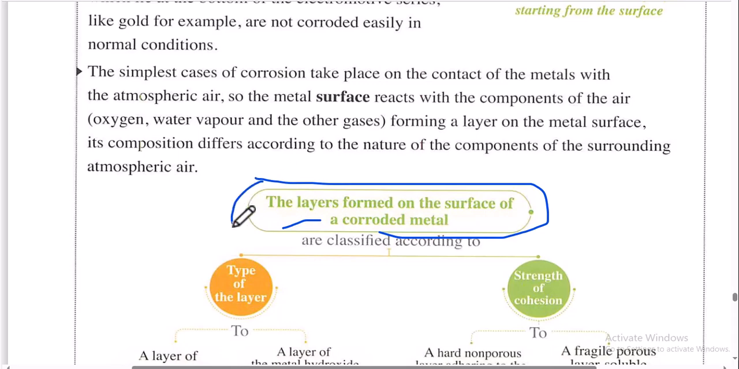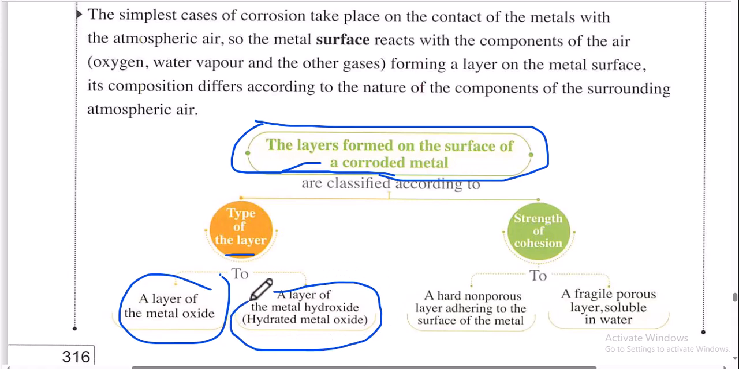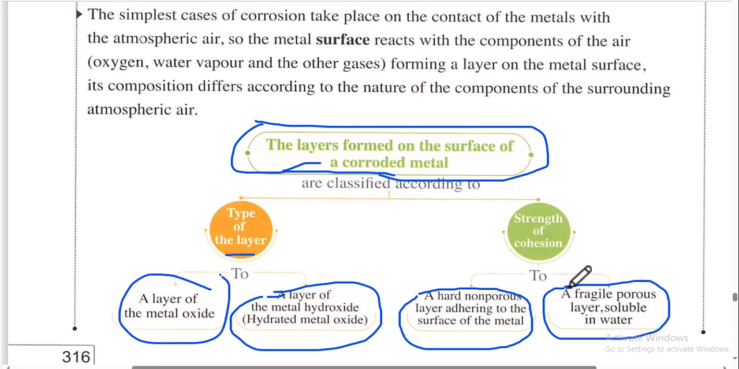Layers can be classified according to their composition, or the type of the layer: a layer of metal oxide or a layer of metal hydroxide, what we call hydrated metal oxide, and according to the strength of the layer and its cohesion. It may be a hard, non-porous layer adhering to the surface of the metal, or it may be a fragile, porous layer soluble in water. If it is a hard, non-porous layer adhering to the surface of the metal, it acts as a barrier between the metal surface and the environment.